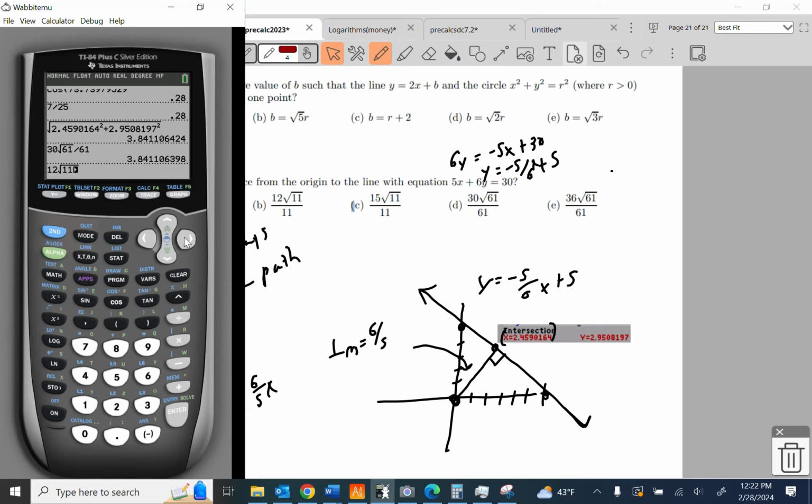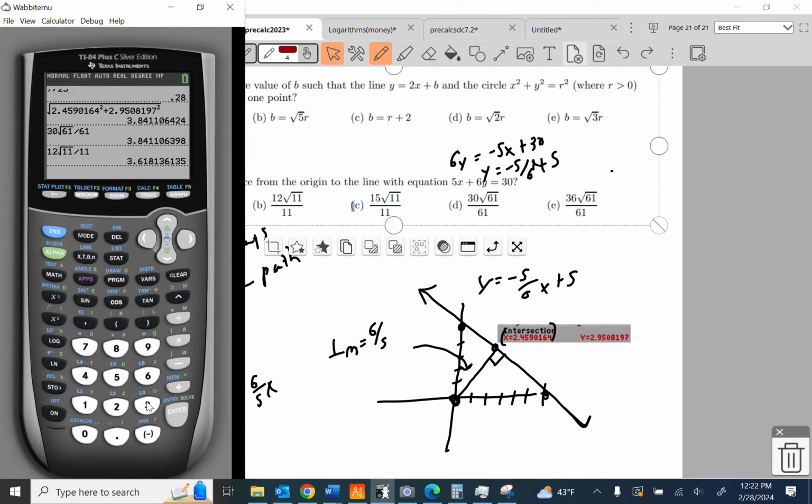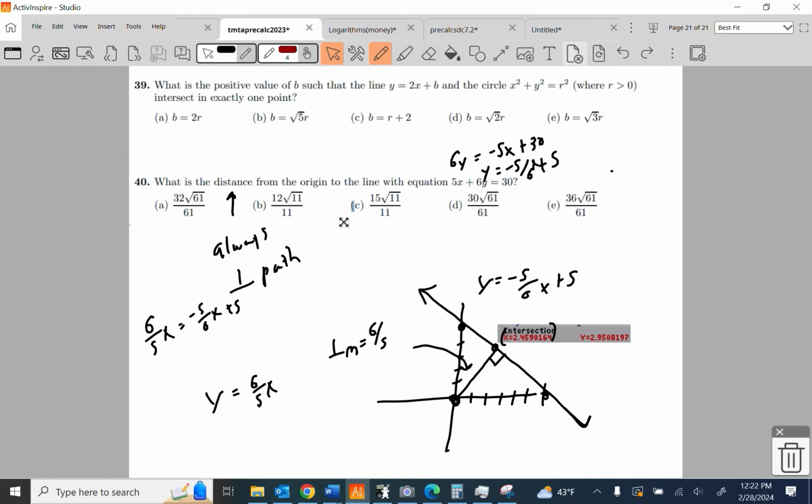Like I said, unless we have a very good test maker here. Yeah, he's not that good. Although that one's close, isn't it? Let's see what that one is. 32 root 61 over 61. Which one's closer? I'm looking for 3.841106. Yeah, it's not it. It was choice D.